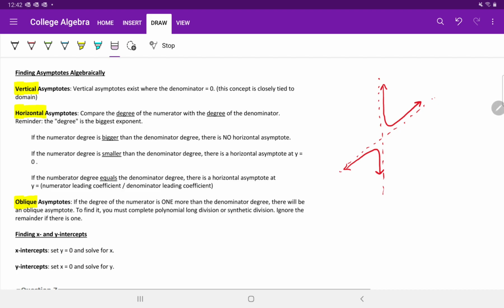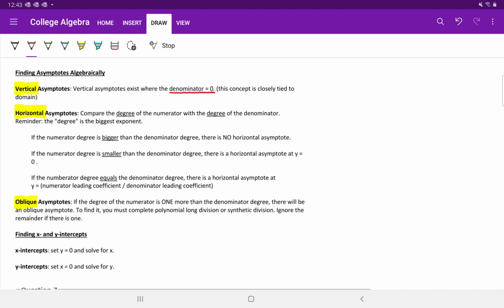So now we're going to talk about how to find these different types of asymptotes. To find our 3 different types of asymptotes, there are 3 very different methods we need to use. Vertical asymptotes come from places where the denominator of our function equals 0. Notice that this concept is closely tied with domain. When we want to find values that are not included in our domain, we set the denominator of our function equal to 0, and that gives you x values that your function can never be equal to because it would make your function undefined. So vertical asymptotes are closely tied with domain.